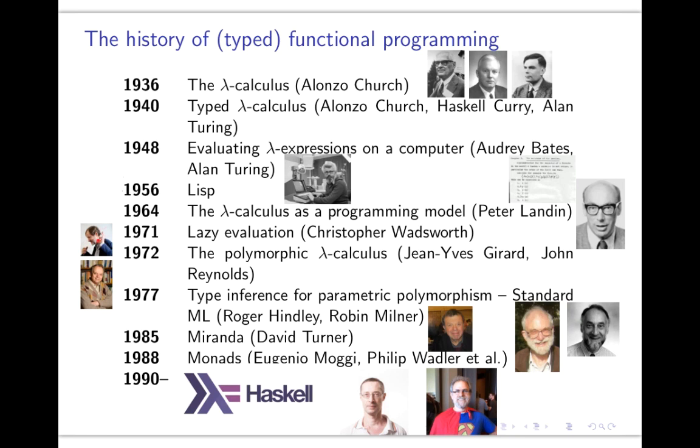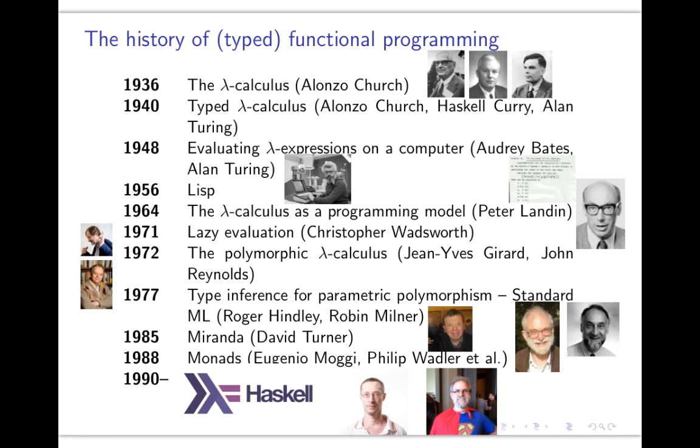Now, this is Girard, this is Reynolds, but the really important figures here are probably Roger Hindley and Robin Milner, because in 1977 it was discovered that there is an interesting fragment of the polymorphic lambda calculus which can be used to give a type system for the ML language. And Robin Milner came up with that, and at the same time Roger Hindley, who is a Welsh logician, was working on the exact same type system independently of Robin Milner.